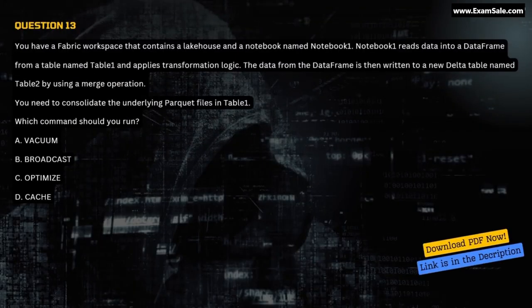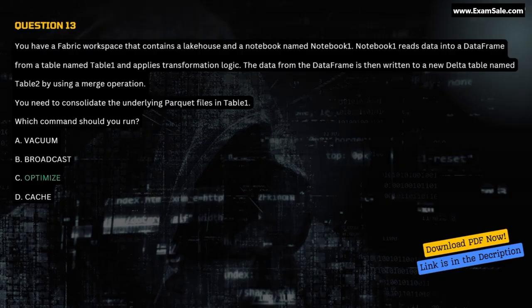Question 13. You have a Fabric workspace that contains a lakehouse and a notebook named Notebook 1. Notebook 1 reads data into a data frame from a table named Table 1 and applies transformation logic. The data from the data frame is then written to a new Delta table named Table 2 by using a merge operation. You need to consolidate the underlying Parquet files in Table 1. Which command should you run? A. Vacuum. B. Broadcast. C. Optimize. D. Cache. Correct answer, C.